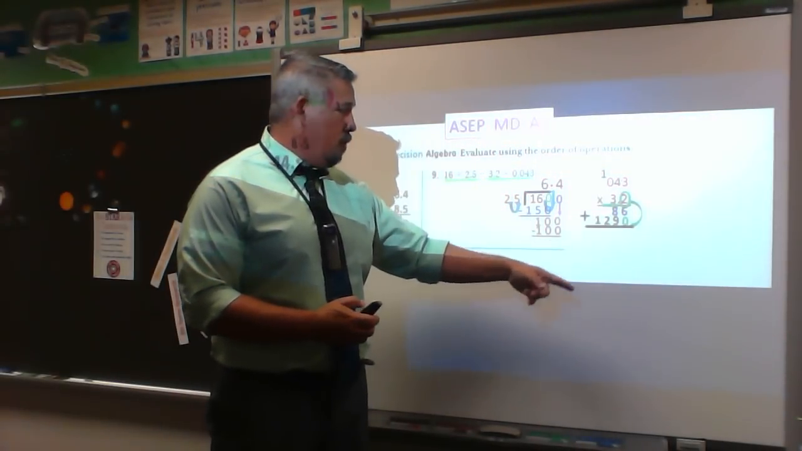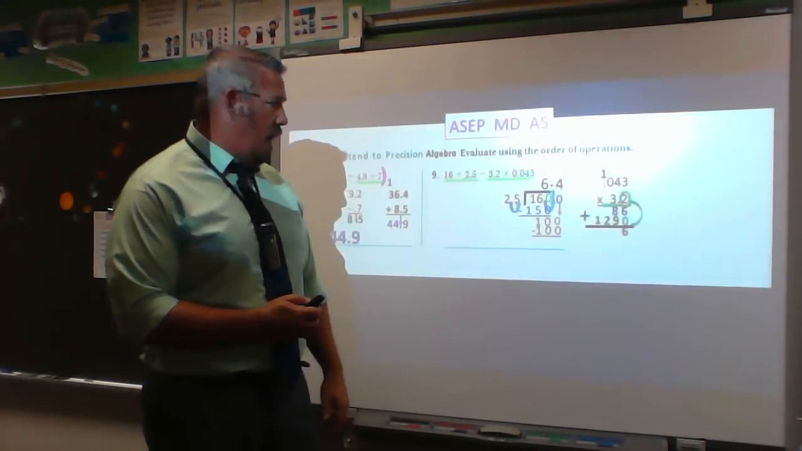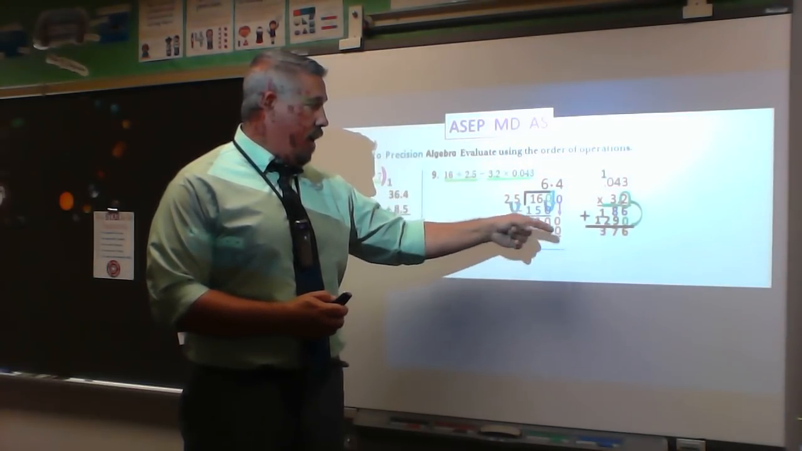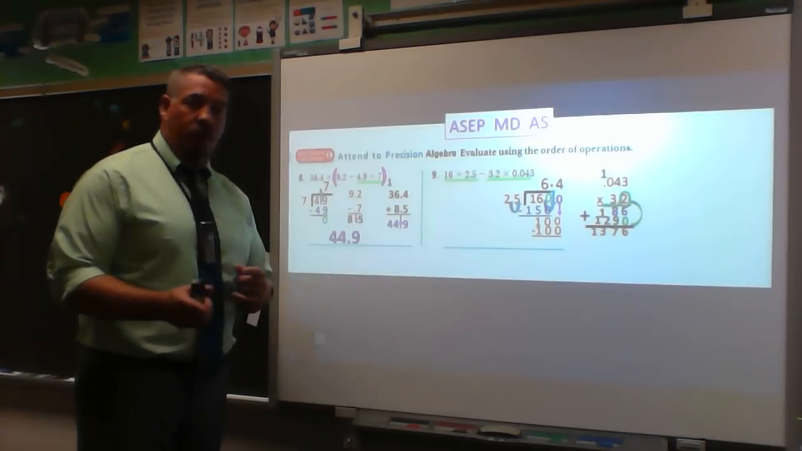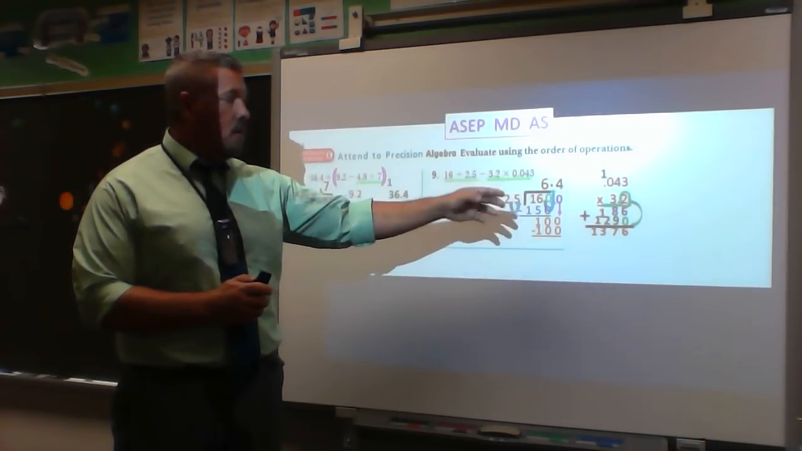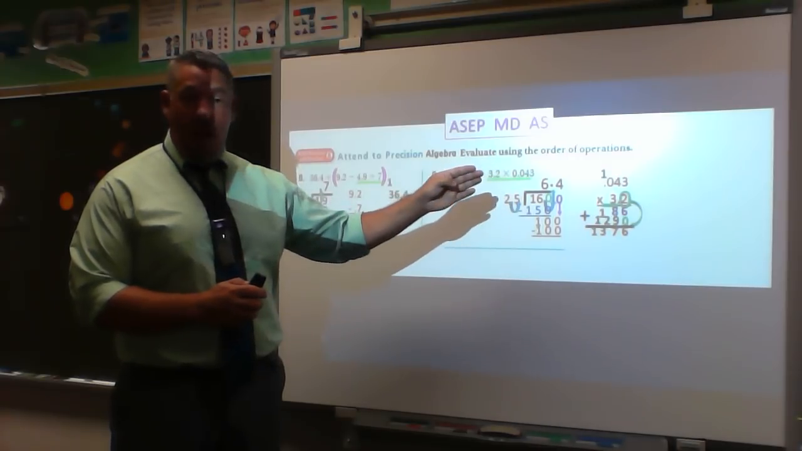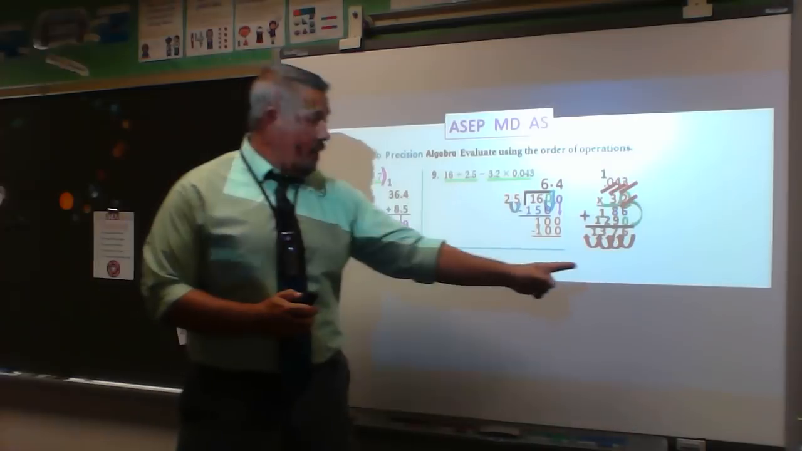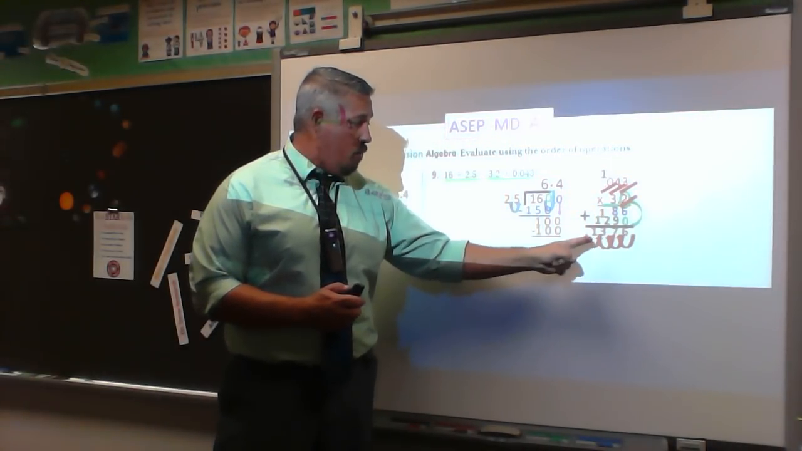6 and 0 is 0. 8 and 9 is 17. Carry my 1. 1 and 2 is 3. And then I have my 1. Don't forget on multiplication then, I have to go back and count my decimal spaces. So I have 1, 2, 3 at the top, 1 at the bottom. So I have 4 decimal spaces that I have to move 4 times from right to left.